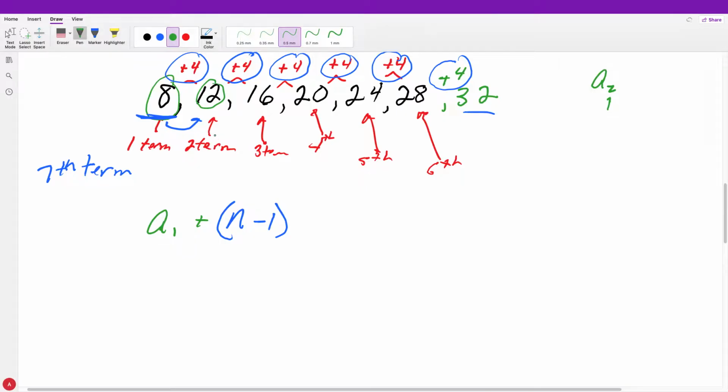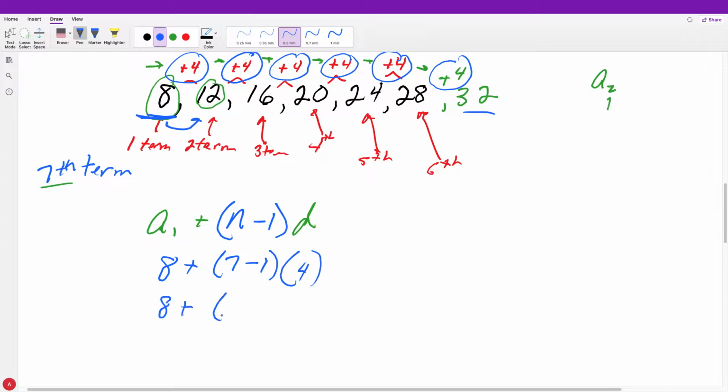And the reason is, if we're looking for our seventh term, we're only actually adding our difference 6 times, because we don't add it to that first number. That first number starts with it and initiates it. So then we can do n minus 1 times d. And now if we plug this in, we said, okay, our first term is 8, so we can say 8. We're looking for our seventh term, so we can say 7 minus 1. And we know our difference is 4, so times 4. Well, 8 plus, now it becomes 6 times 4, which is 8 plus 24, and that does give me 32.